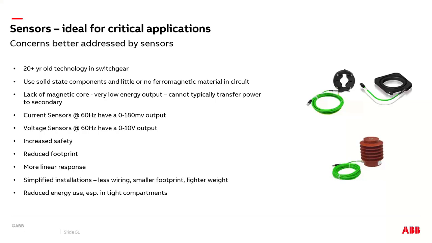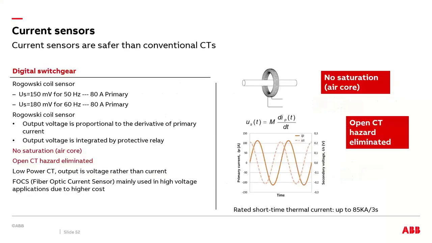And so for 7,000 volts or for 14,400 volts, you're going to use the same voltage sensor. And likewise for a 1,200 amp or a 4,000 amp current sensor, you don't need to replace it.